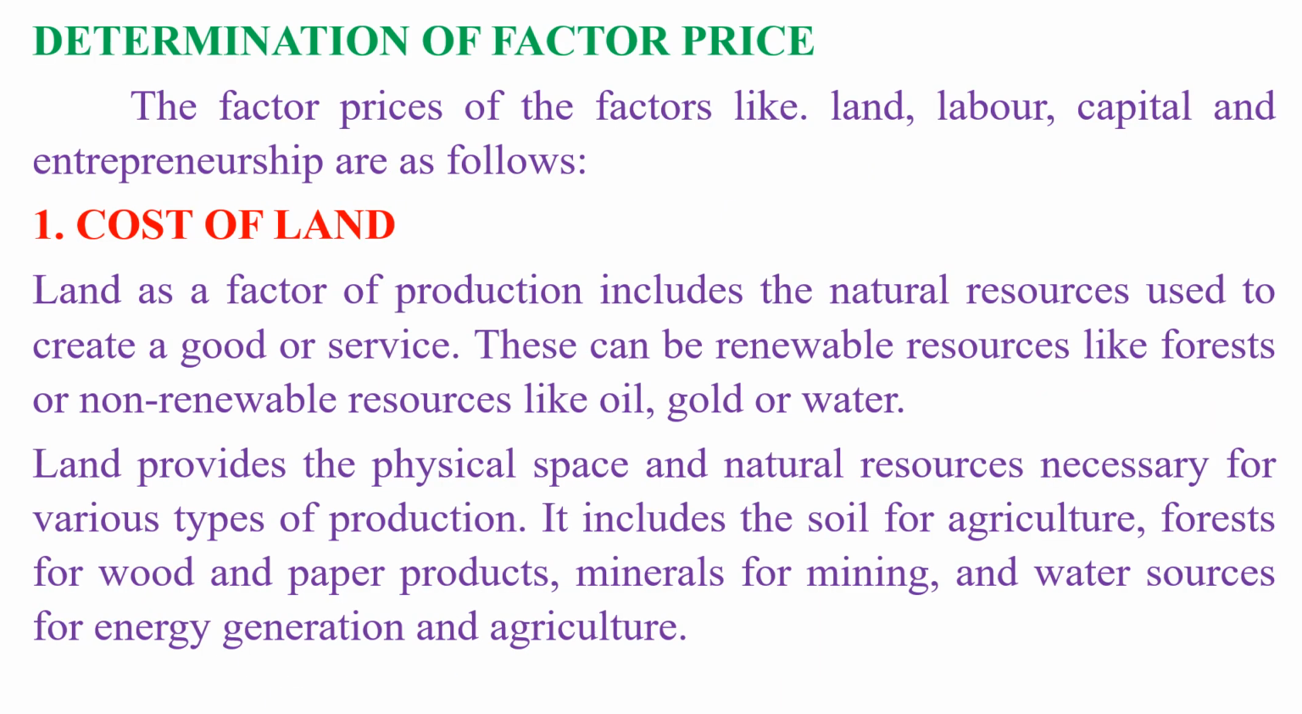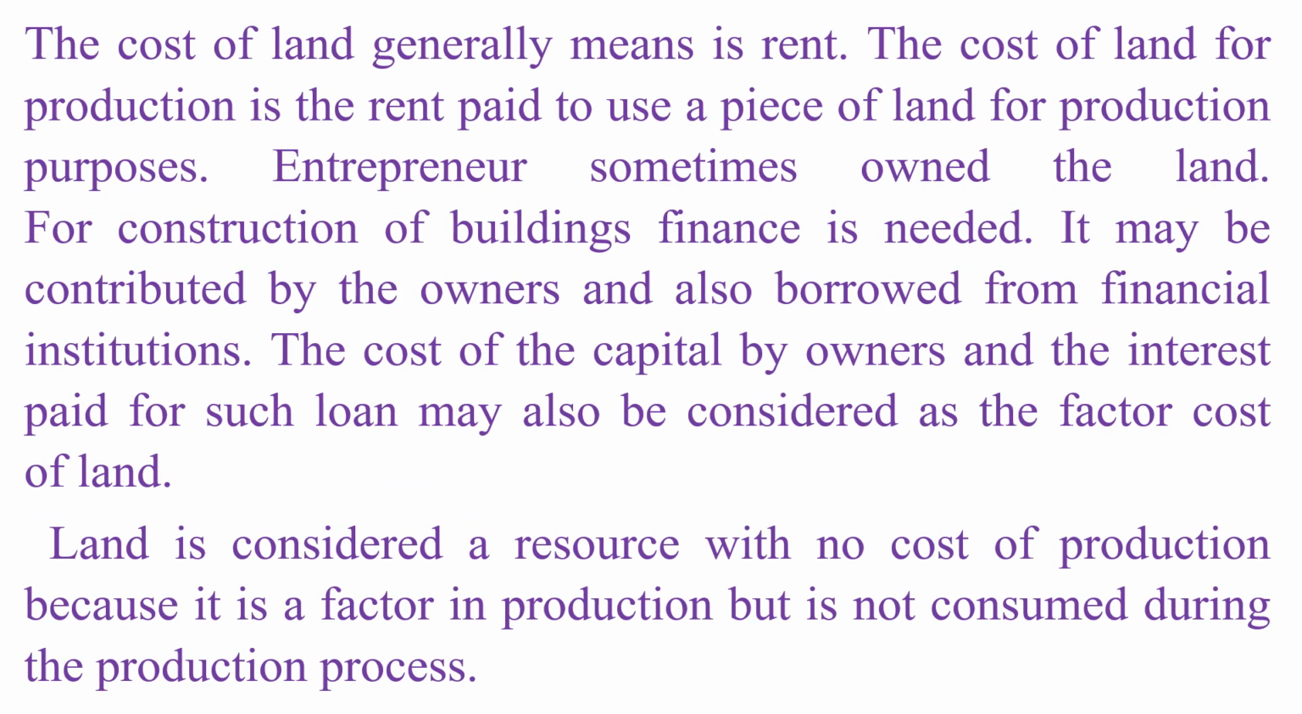Determination of factor price. The factor prices of the factors like land, labor, capital, and entrepreneurship are as follows. 1. Cost of land. Land as a factor of production includes the natural resources used to create a good or service. These can be renewable resources like forests or non-renewable resources like oil, gold, or water. Land provides the physical space and natural resources necessary for various types of production. It includes the soil for agriculture, forests for wood and paper products, minerals for mining, and water sources for energy generation and agriculture. The cost of land generally means rent.